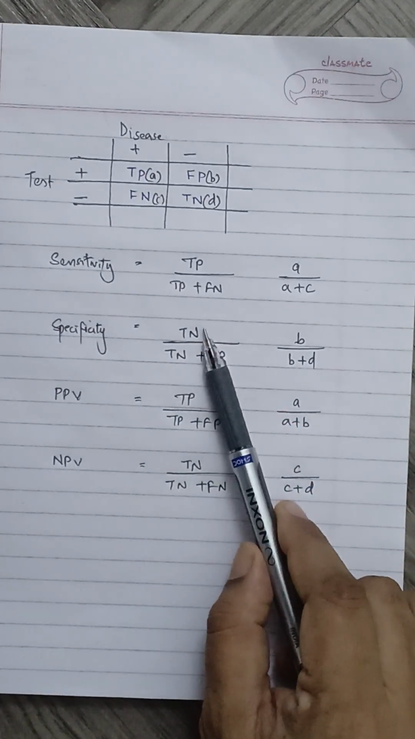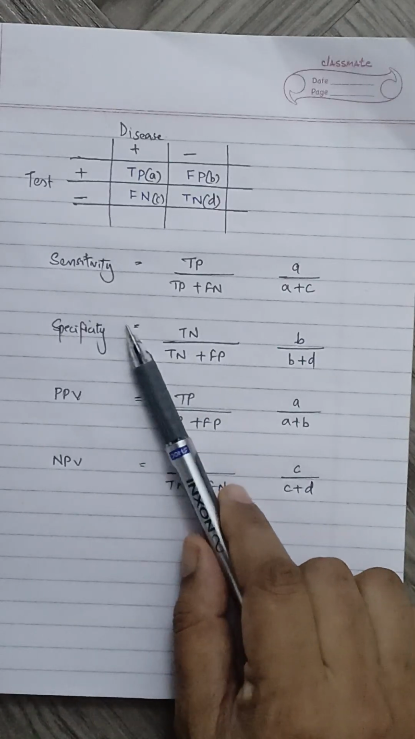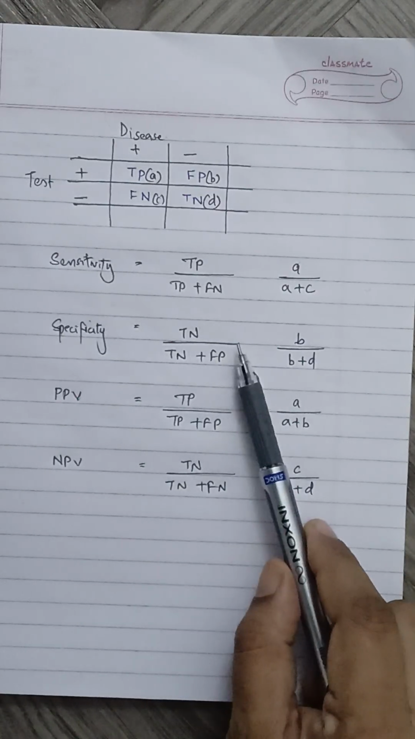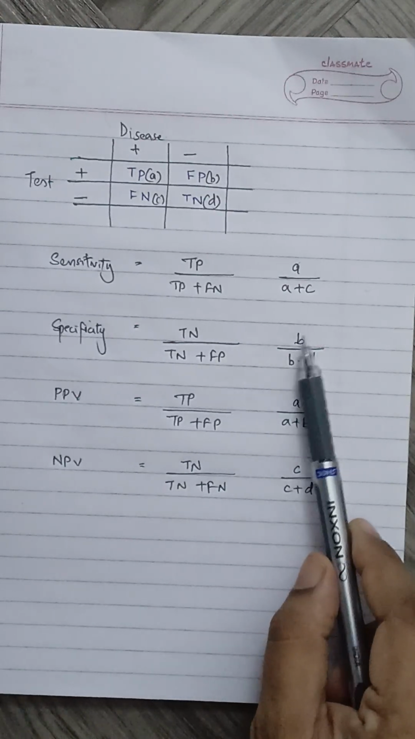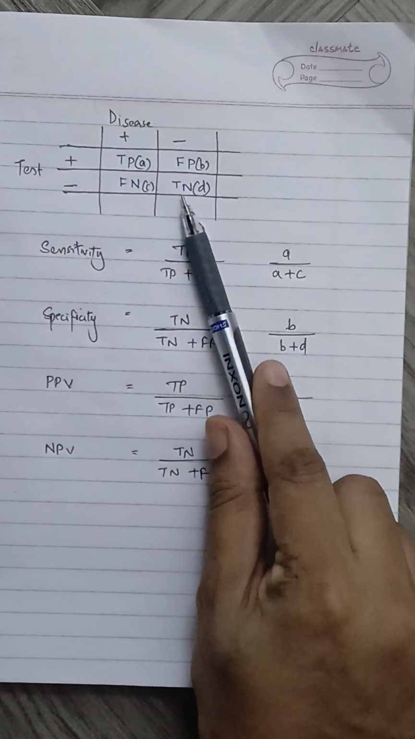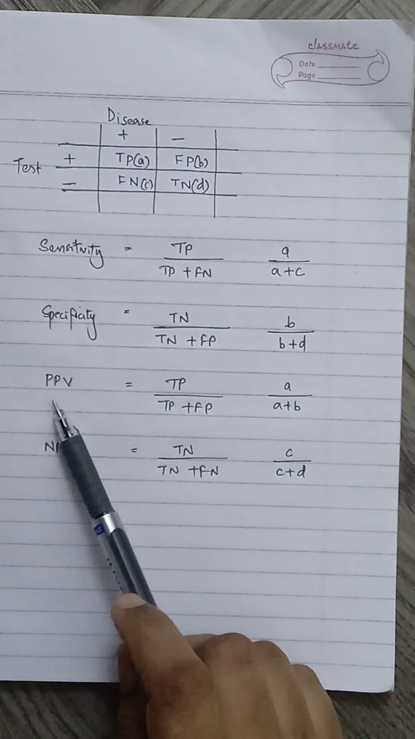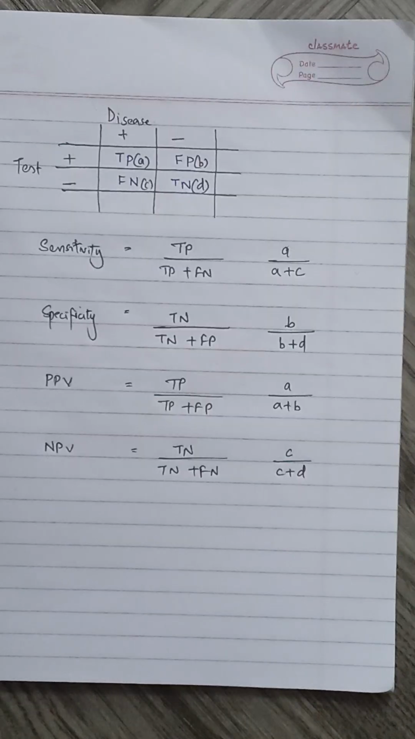So specificity is a measure of true negatives. If specificity is high, true negatives are high and false positives are low. So it is D by B plus D from this table. Okay, what about positive predictive value?